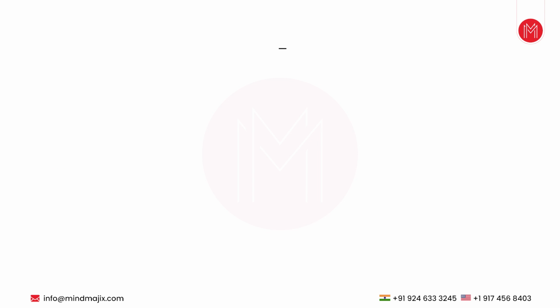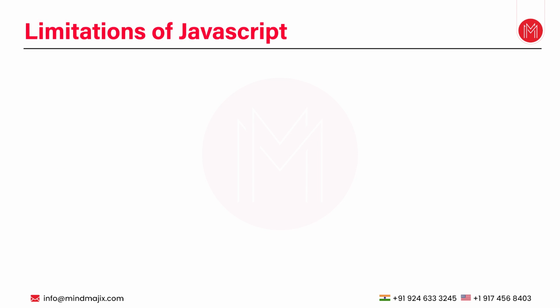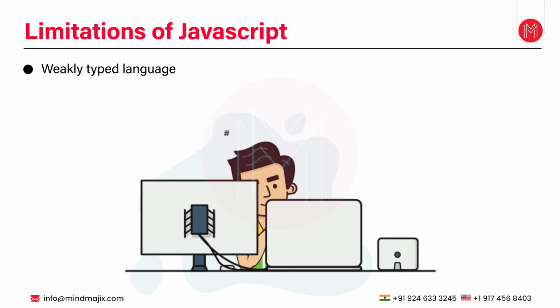So guys, as you all must be knowing, no programming language is perfect, and JavaScript is no exception. If you have a look at the limitations of JavaScript, the first point over here is that it is a weakly typed language. This means that it does not allow a programmer to define the variable type. A variable can store any data type at runtime, and operations assume the variable type. So the result can also be cast to another data type.